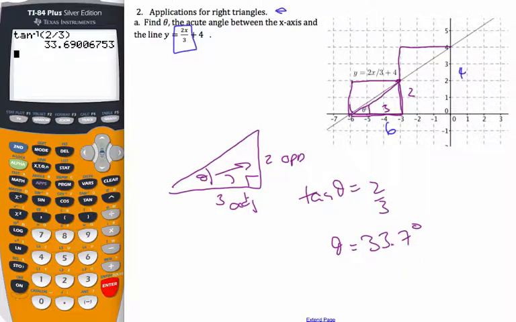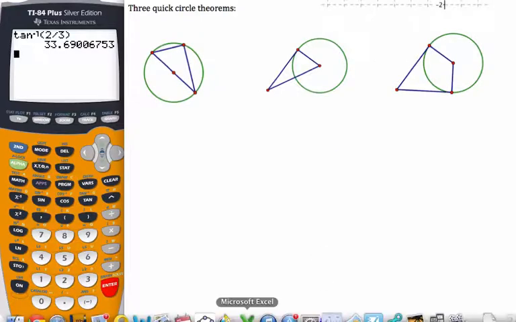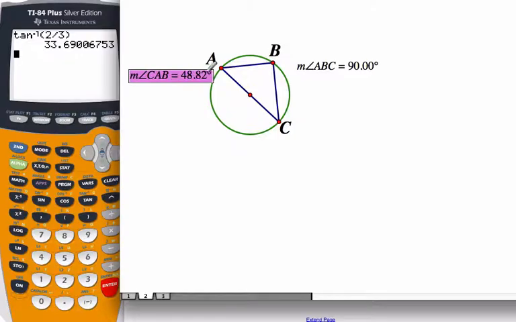Okay, let's try some more applications and see what happens. Three quick circle theorems. Here are circles and some tangents from them. Here is one of the theorems where AC is a diameter going through the center, which is key, and I'm concerned with angle B. Right now it looks like angle B is 90 degrees, angle A is 48. But if I take B and rotate it, A is changing, but B is constant at 90 degrees. So when I have an angle across a diameter, it is always 90. That's one of our theorems.